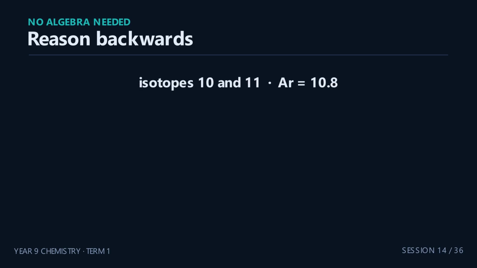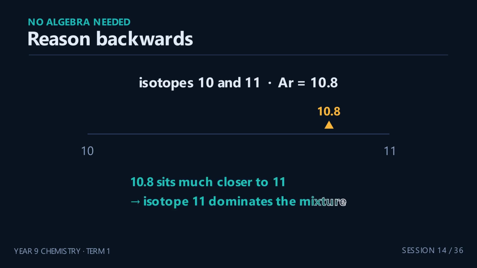An element has isotopes 10 and 11, and its relative atomic mass is 10.8. Which isotope is more abundant? 10.8 sits much closer to 11, so isotope 11 must dominate the mixture. The average always leans toward the crowd.